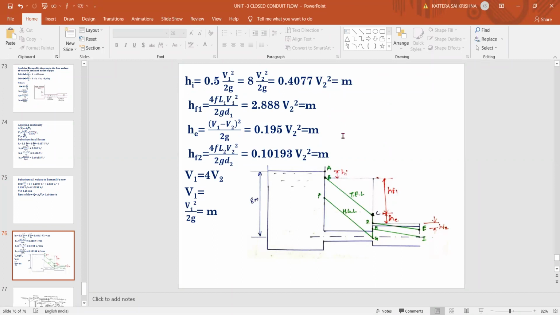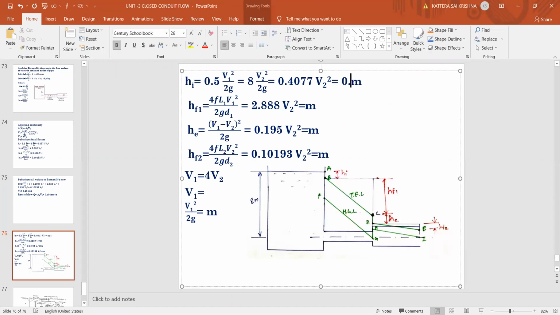Okay. I have the values. I'm writing here. Only 2 minutes time is left. We'll solve it fast. 0.603 is HI after substituting the V2 value. Next, 6.325 is HF1. And because of the expansion, 0.427, and the next one is 0.223. Okay.